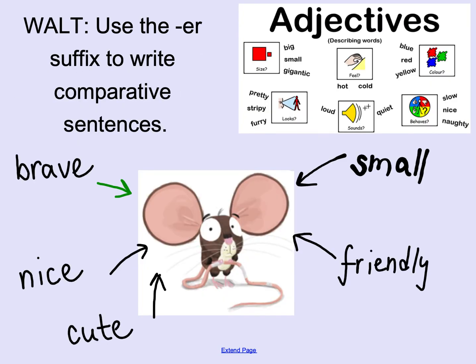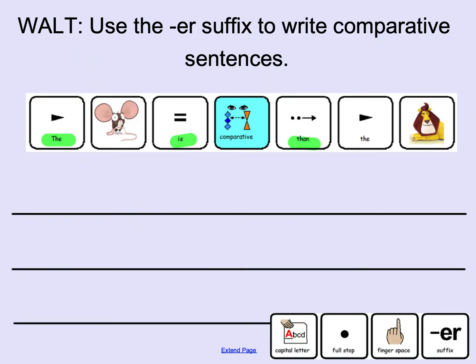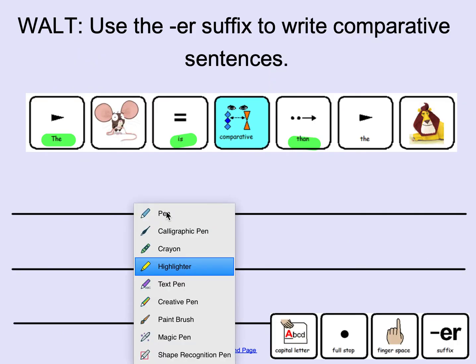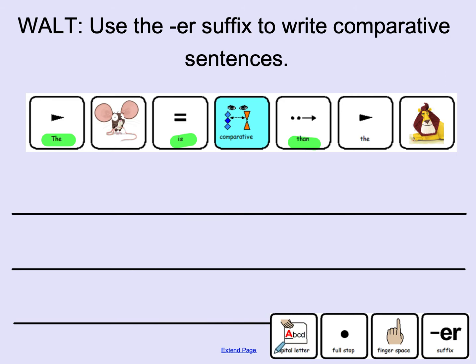Well, let's have a look at the mouse. What adjectives did we use? We used brave, nice, cute, small, and friendly. I like the adjective cute. So let's say the mouse is cuter than the lion. What do I need to remember? I need to remember to use capital letters, full stops, finger spaces, and of course the suffix to create the comparative adjective. So here we go.